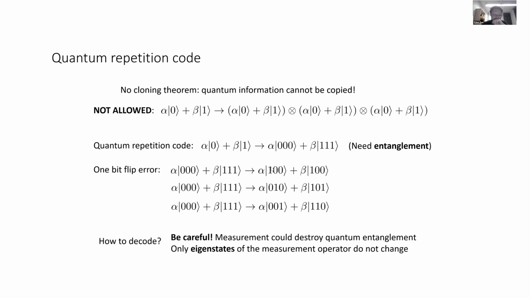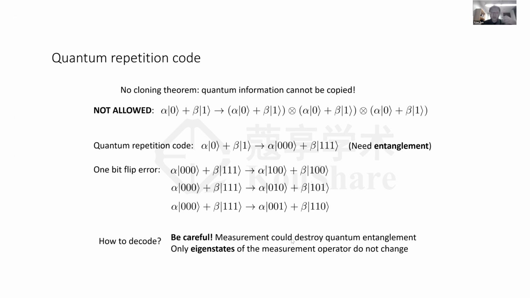And now let us also consider that an error happens. You can consider a bit flip error, for example. Then there are three possibilities: either you flip the first spin, or you flip the second spin, or you flip the third spin. Oh, sorry, in the first line, I think there's a typo. It should be alpha 100 plus beta 011.